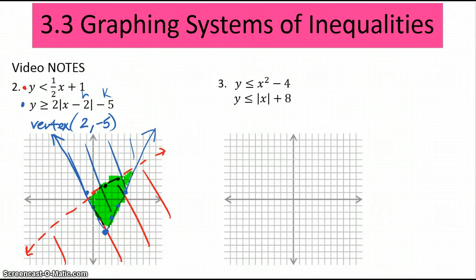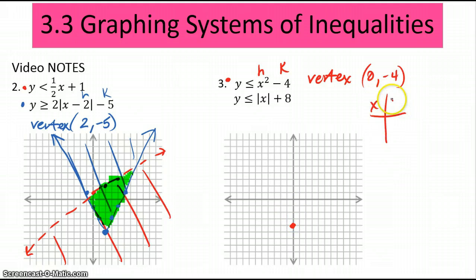Okay, moving on to number 3. So what's that going to be? What are we going to have here? We're going to have a U because it's an x squared, and we're going to have a V because it's an absolute value. And then somewhere the shadings will overlap. So here we have x squared minus 4. So that's hk. That's a vertex of 0, negative 4. So we're going to go down 4.